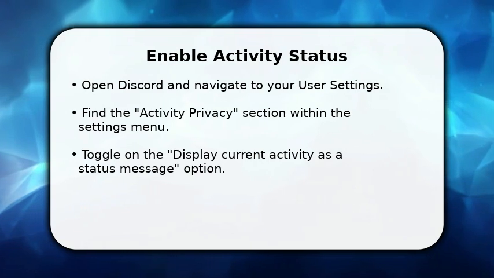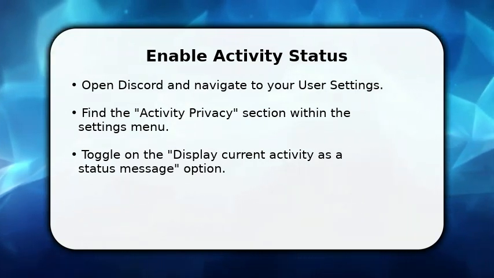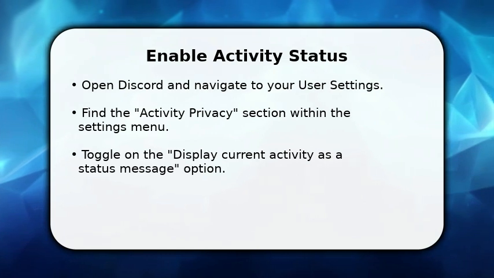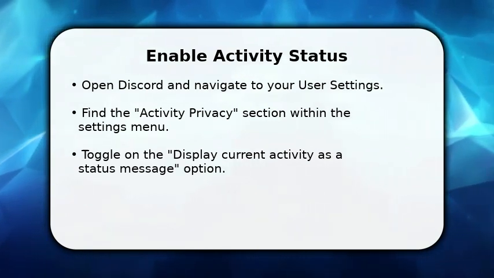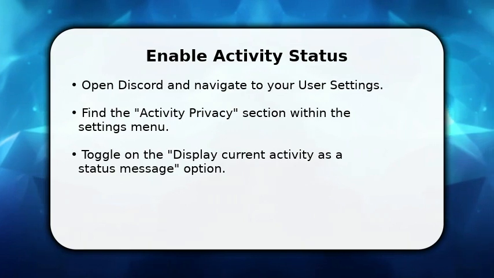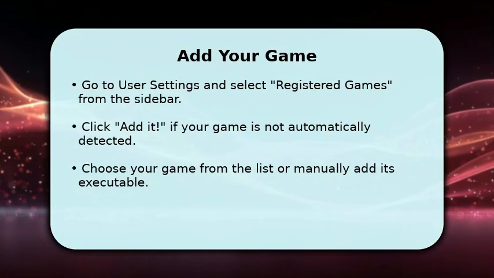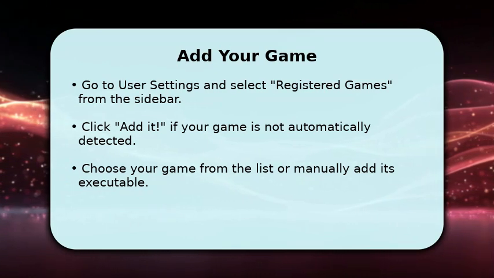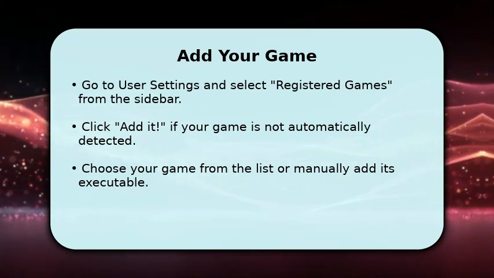Then, ensure the option Display Current Activity as a status message is toggled on. This allows Discord to show what you are playing to your friends and server members. After enabling activity status, return to user settings and click Registered Games on the left.